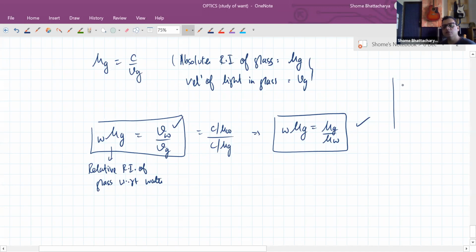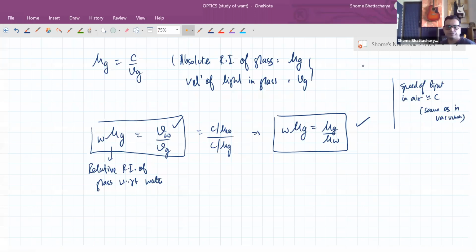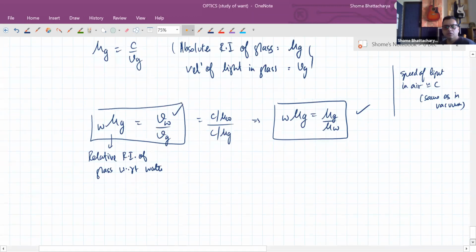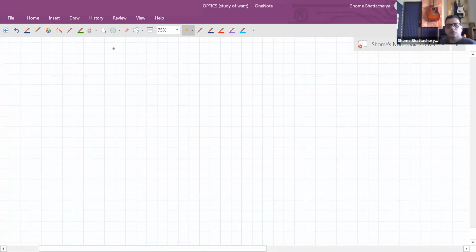Speed of light in air or vacuum, which is same as, yeah, like it's a negligible difference. That's correct, Nikita. Okay. So now let's come to Snell's law.